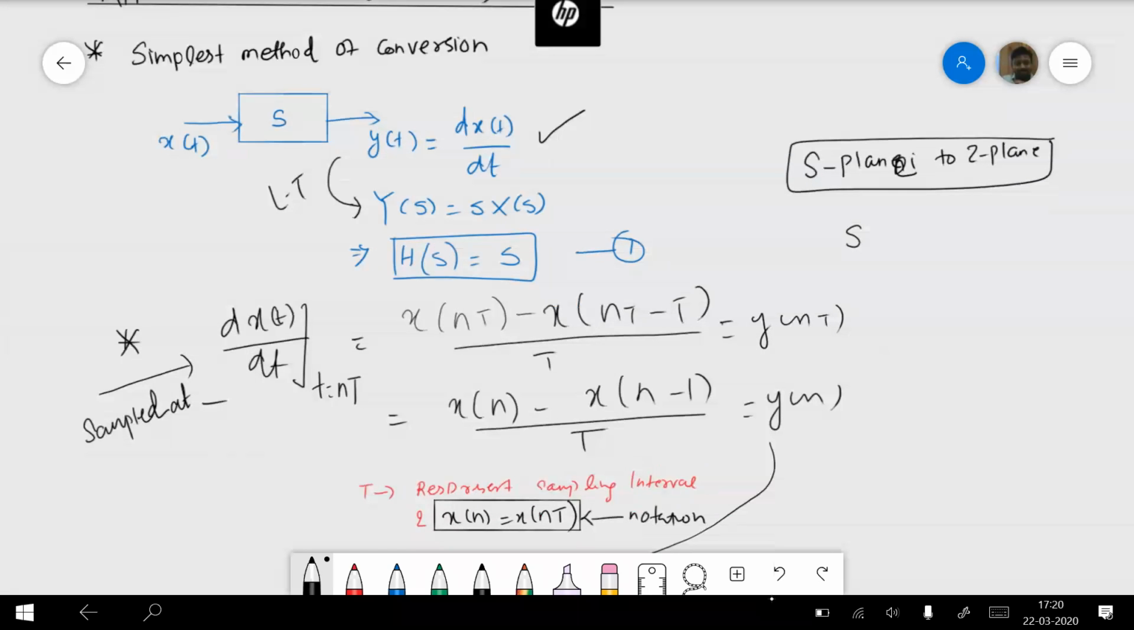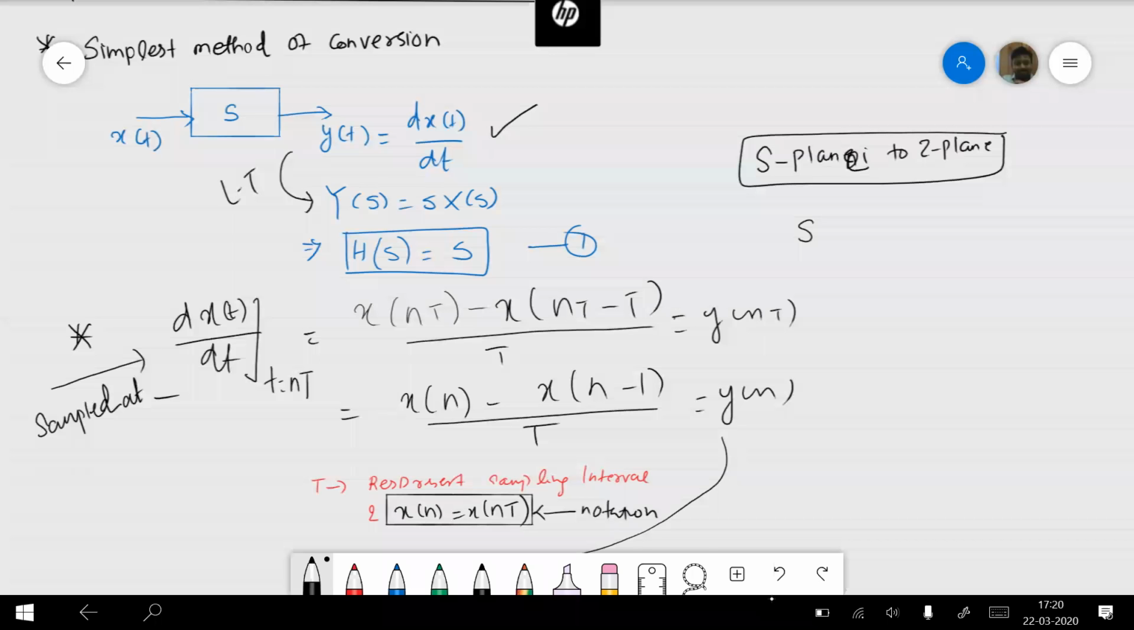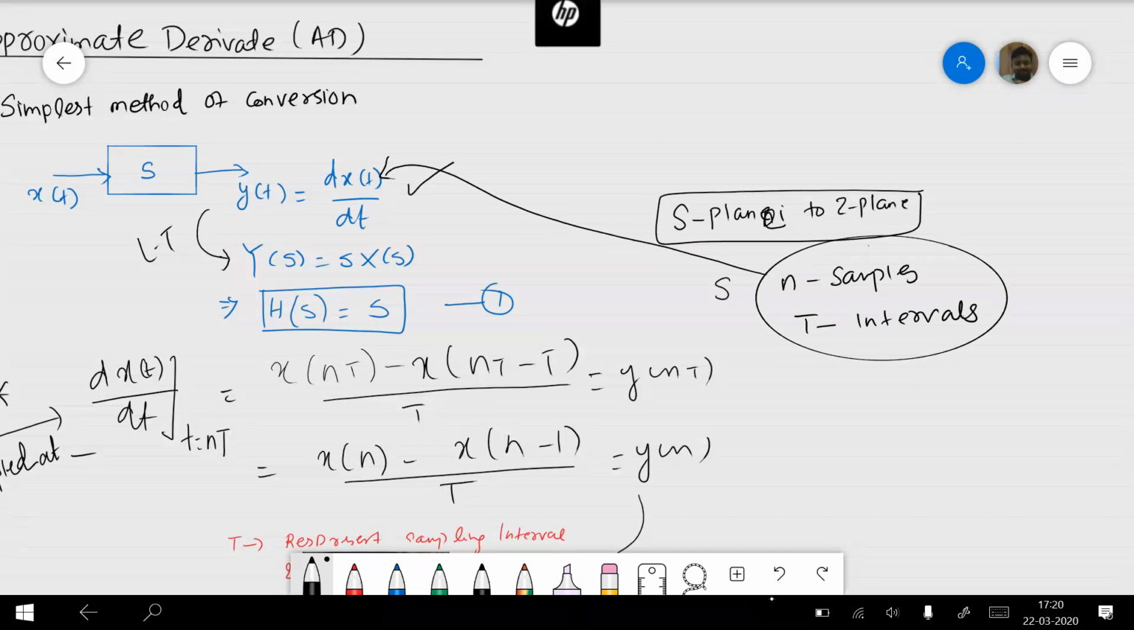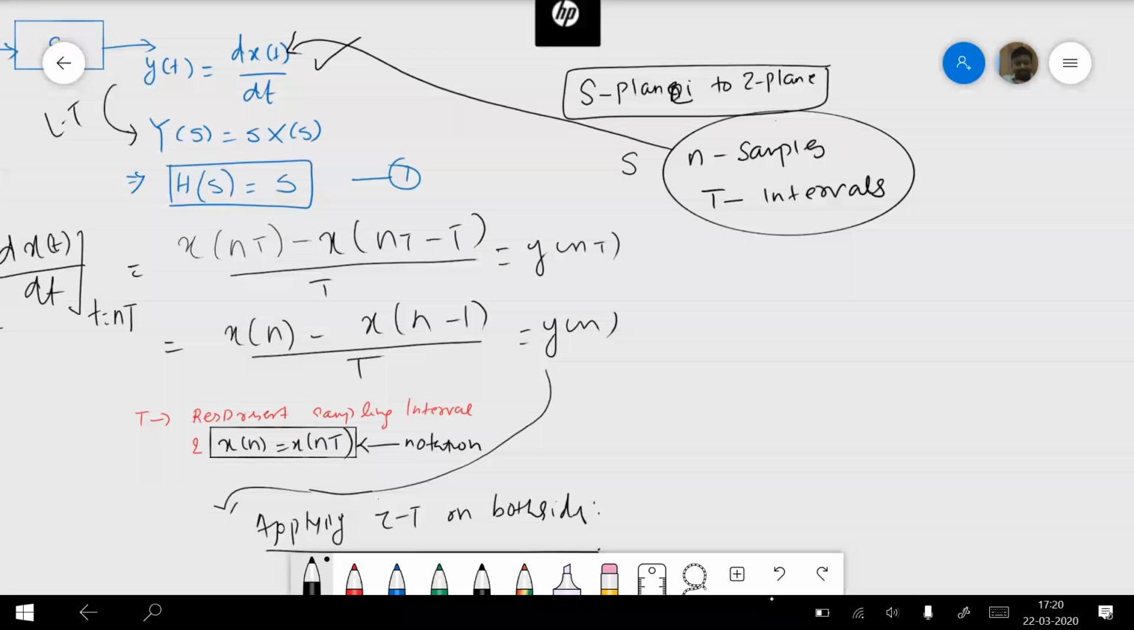Now suppose I sample this differentiated output, dx of t by dt at t equal to nT, creating n number of samples with an interval of T. In T intervals I create n number of samples of this particular output. That is what it represents: dx of t by dt at t equal to nT will be represented by x of nT minus x of nT minus T, divided by T. This is something called numerical differentiation.